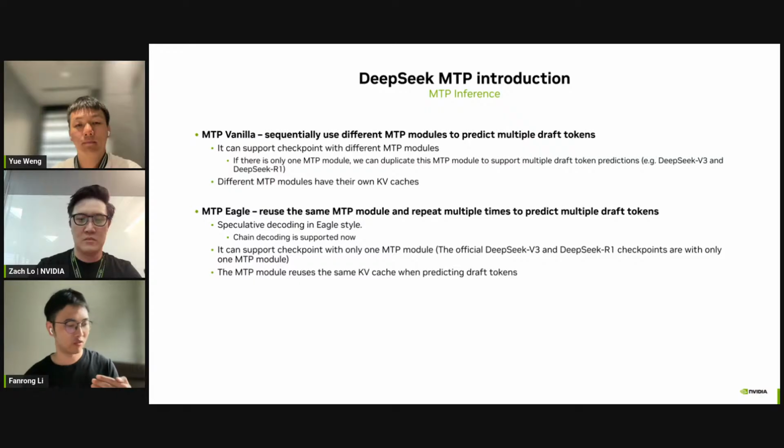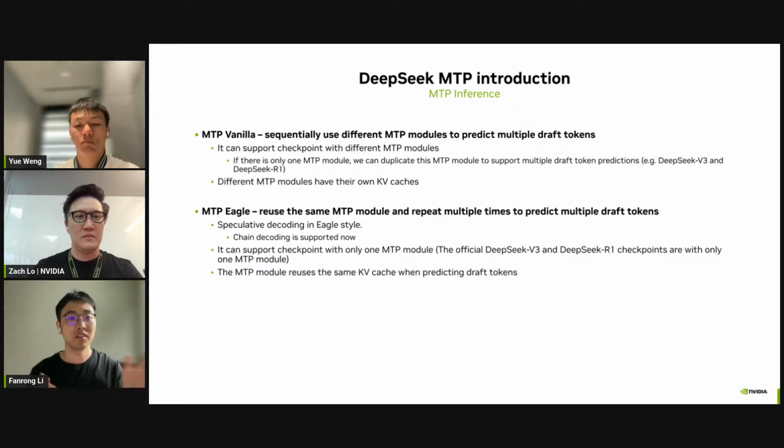For each draft model forward, we will predict 1 draft token, and for the next forward, we will predict the next draft token, but we will only use the same MTP module. Another difference between MTP vanilla and MTP equal is the KV cache. MTP vanilla uses different MTP modules, and all of those modules have their own KV cache. But MTP Eagle will share the same one. So this is another difference.